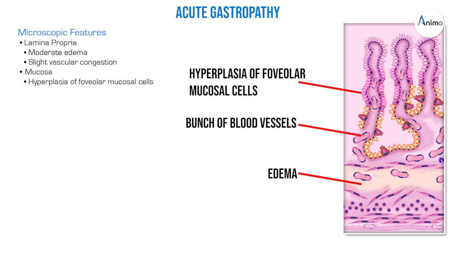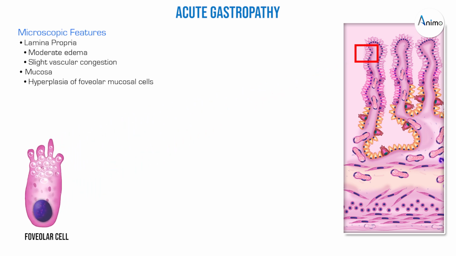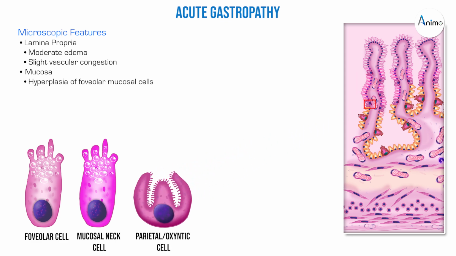So let me briefly explain the features of the illustration of the stomach that I described here. This cell here is the foveolar cell. This foveolar cell releases mucus and bicarbonate ions which neutralize the acidic environment in the stomach. And these cells are called the mucosal neck cells. They play an important role in the regeneration of the surface epithelium cells of the stomach. This one here is called the parietal cell, also known as the oxyntic cell. It releases HCl, which causes the acidic environment in the stomach, and it also releases intrinsic factor, which aids the absorption of vitamin B12.